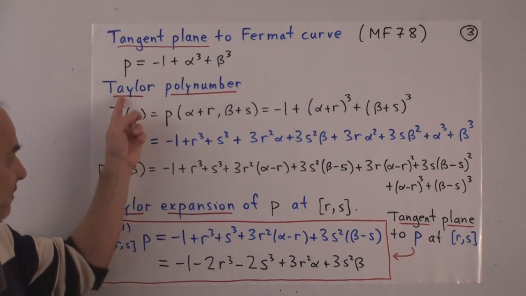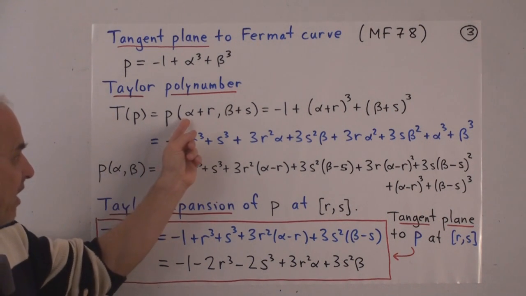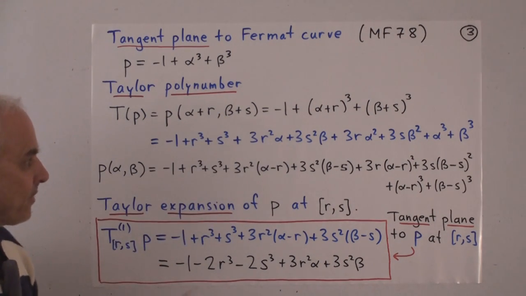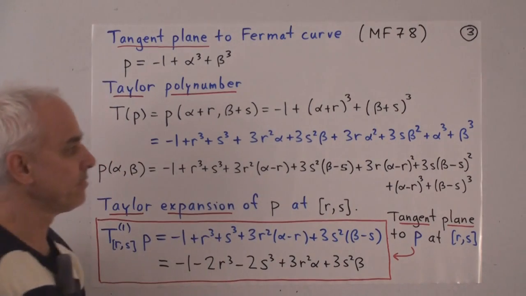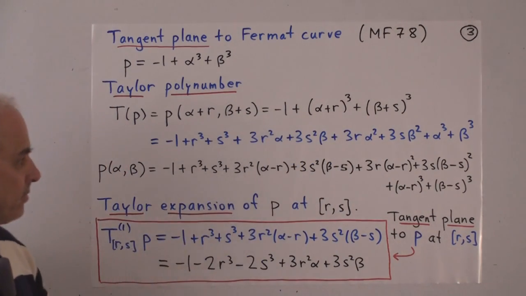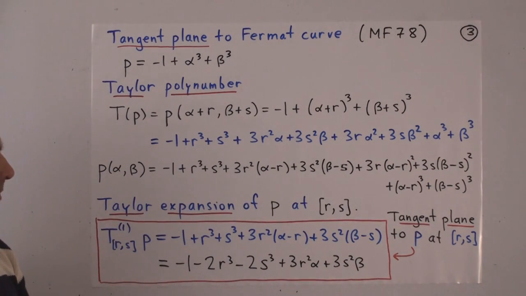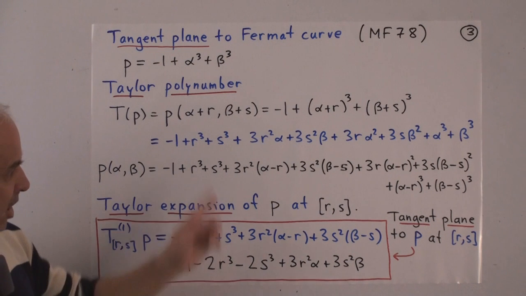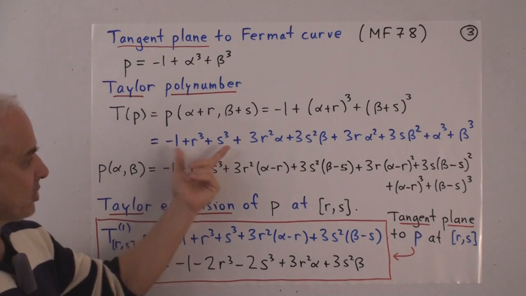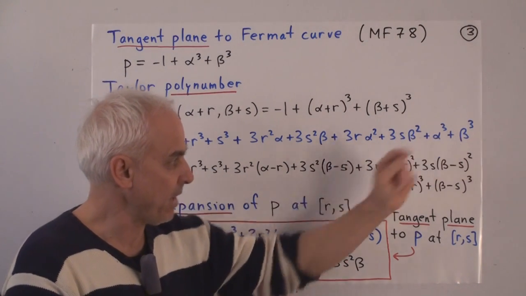First order of business is to find the Taylor polynumber, just obtained by replacing alpha with alpha plus r and beta with beta plus s. So we get this expression. Then we expand out using the binomial theorem. You can check that we get all those terms. And they are then written in increasing powers of alpha and beta: constant term, alpha, beta, alpha squared, beta squared, and alpha cubed, beta cubed terms.